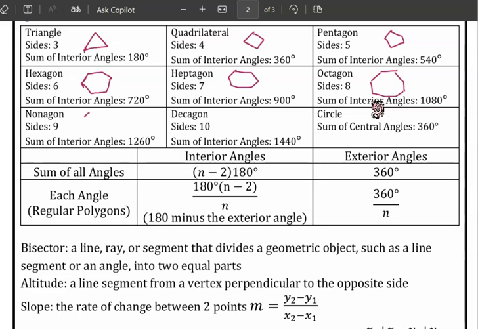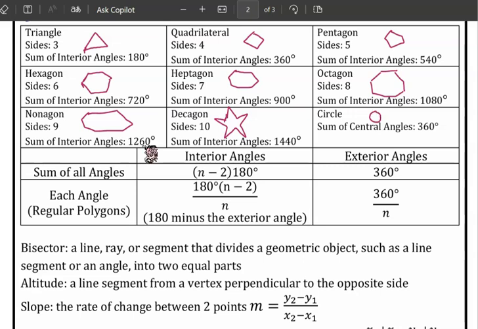A nonagon has 9 sides. And the sum of its interior angles is 1260 degrees. A decagon has 10 sides, and the sum of its interior angles is 1440 degrees. And a circle has an infinite number of sides, or you can also say it has no sides, and the sum of the central angle is 360 degrees.